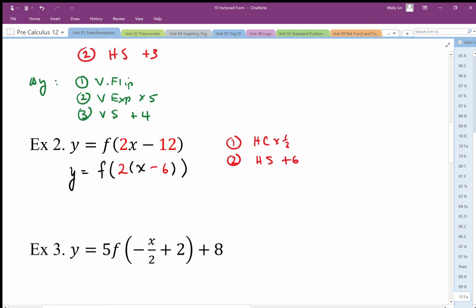So that's what we want. We want to be able to see our shift last so that we can see where our critical point, or our vertex, is going to end up.